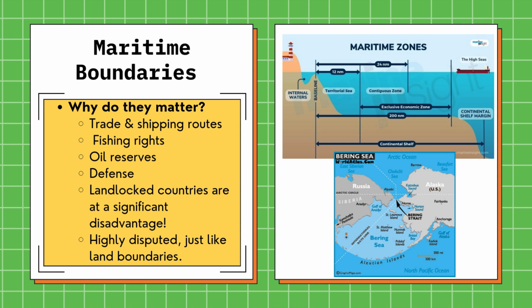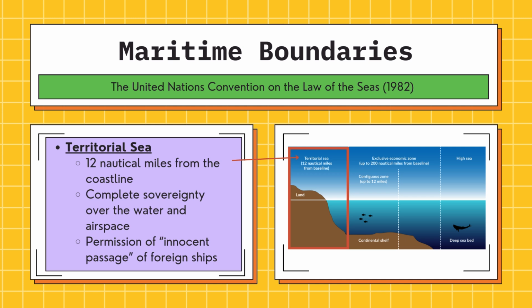All right, so maritime boundaries. Boundaries don't just exist on land, they stretch into the ocean too. But how far? That's where the United Nations Convention on the Law of the Sea comes in. First we have the territorial sea. This is 12 nautical miles from the coastline. The country has full control here. So you're technically still part of that country and on that country's property or land up until that point.